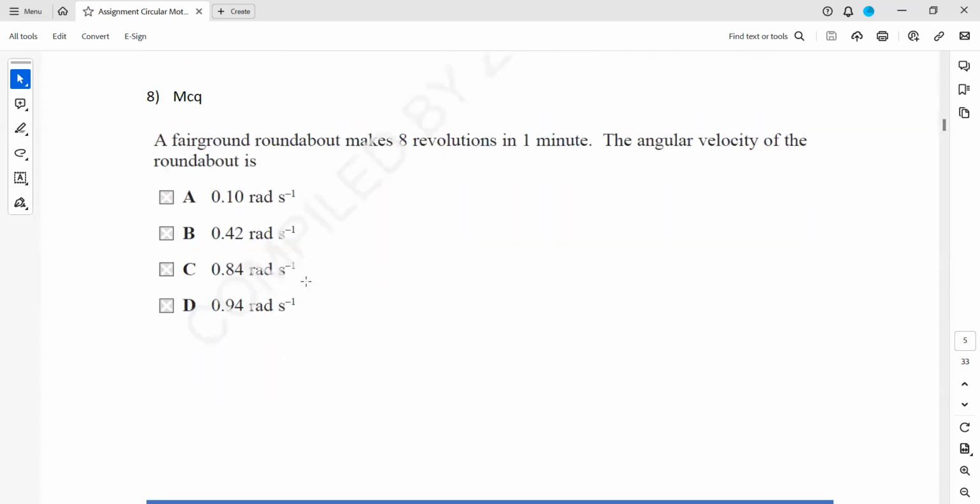In question 8, a fairground roundabout makes 8 revolutions in 1 minute. So we need omega. Omega is theta divided by t. 8 revolutions we have to convert into radians, so we multiply by 2 pi. And time is in minutes, so we have to convert into seconds. So this will give us C as the right answer.